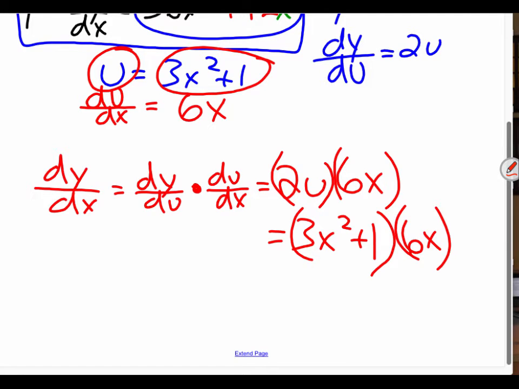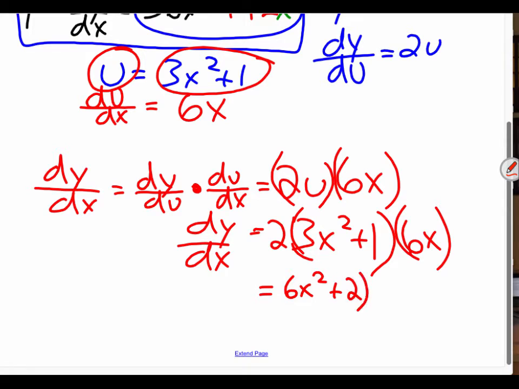Wait, wouldn't there be a 2? Oh yeah, I forgot to write the 2 in. There's a 2u, so there's this times 2. All this stuff equals dy dx. So watch this. If I push the 2 through, I get 6x squared plus 2 times 6x. Then I get 36x cubed plus 12x.